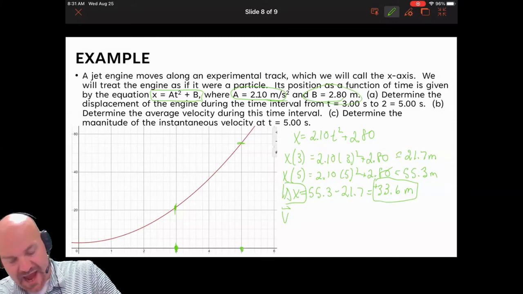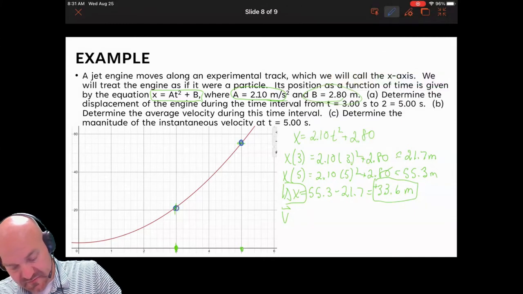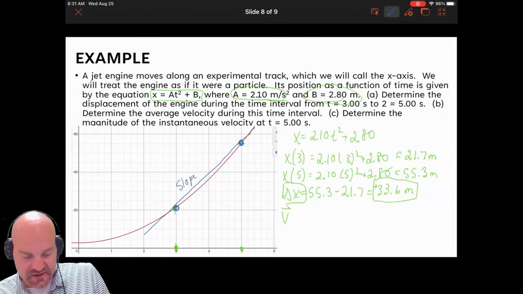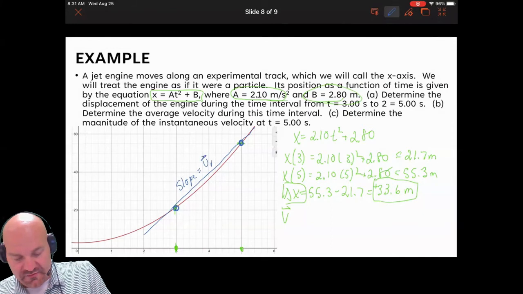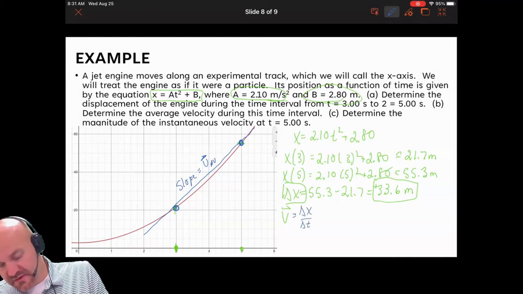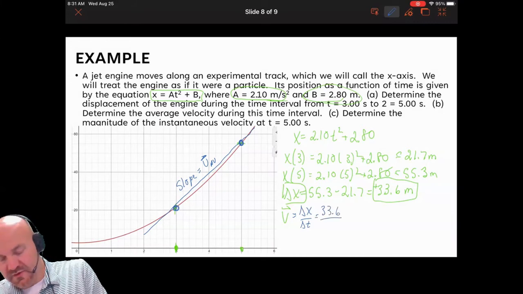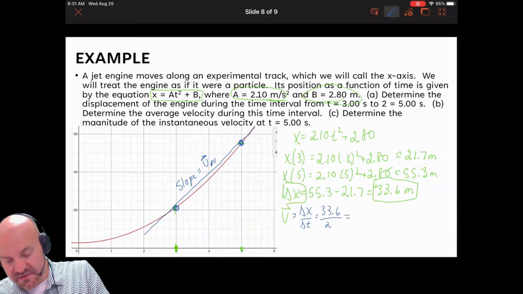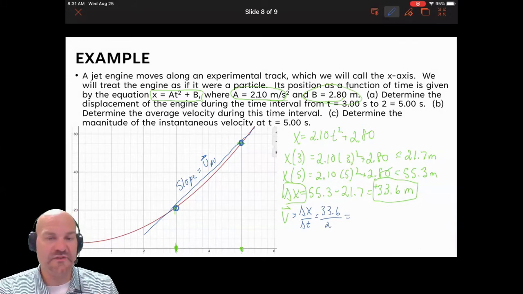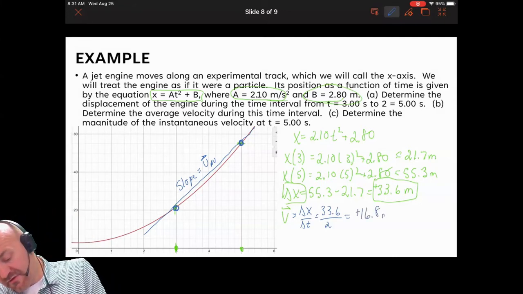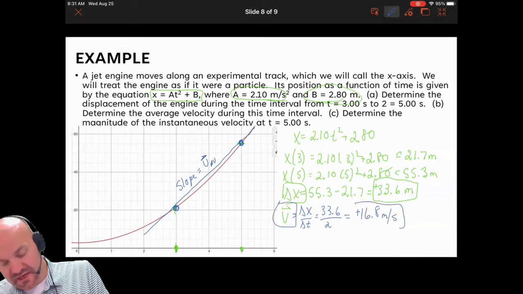Now for part B, we're going to find what is the average velocity. So if I'm doing this in terms of average, right? Basically my method is to put points here and make a line that connects them and find the slope of this line. That gives me my average velocity. Mathematically, it's just going to be delta x over delta t. I already know delta x because I figured it out in part A, it's 33.6, and now my delta t is going to be 2 seconds because I'm going to go 5 minus 3. So I'm going to do 33.6 divided by 2, and my average velocity is 16.8 meters per second.